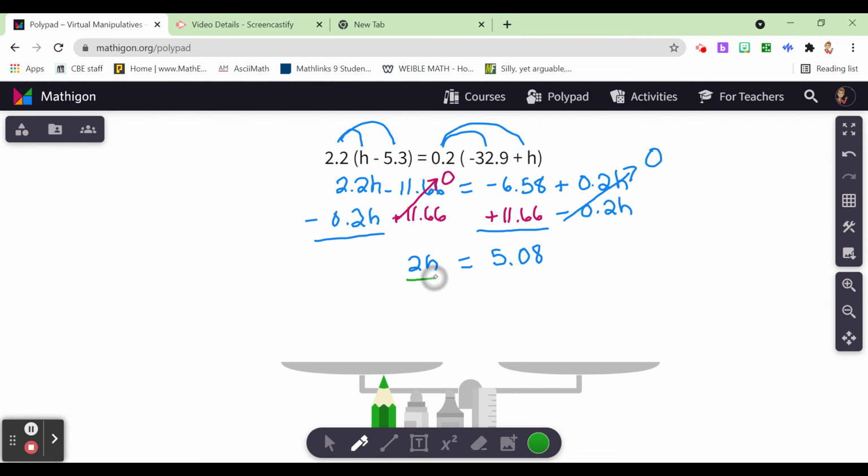Okay, so I'm going to do that in a different color. I'm now going to divide by 2, and what I do to one side to maintain my balance, I have to do to the other. So this 2 divided by 2 goes to 1. So now I have 1h is equal to 2.54. Okay, but we don't write that 1, so I'm going to get rid of it. And it's just h is equal to 2.54. So that would be my solution.